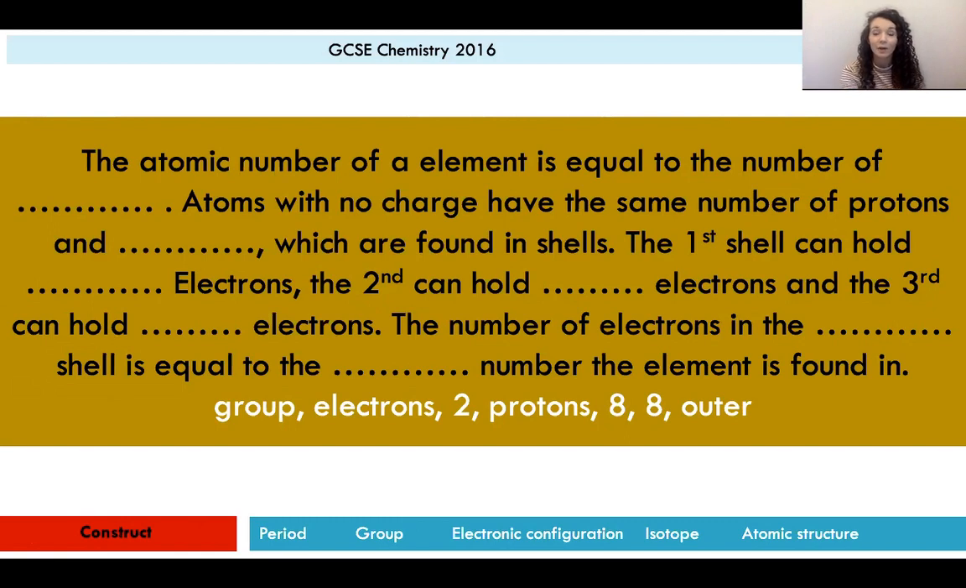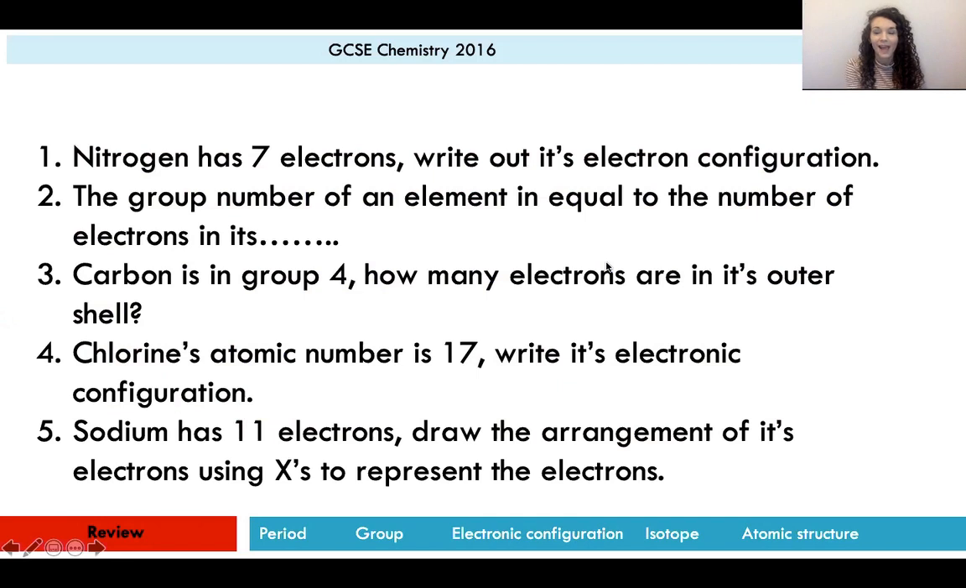Well done. So I hope you ticked those if you got them right. And this is the last part of our elements and periodic table revision, and then we're going to move on to our new topic of states of matter. So if you can write 1 to 5 on your piece of paper or your notepad, and then answer these questions, please. So pause the video now and do that.